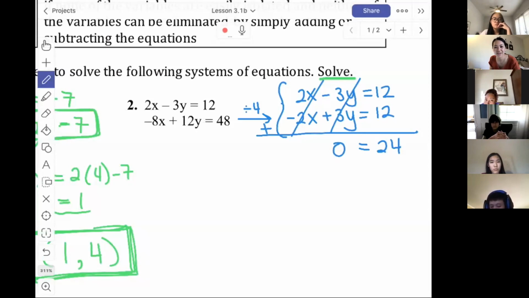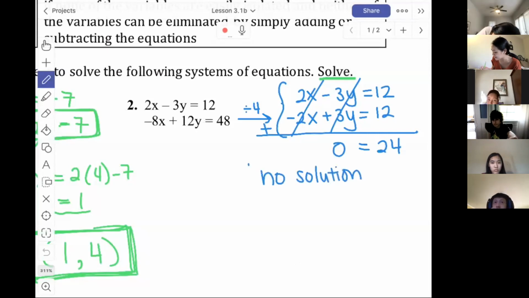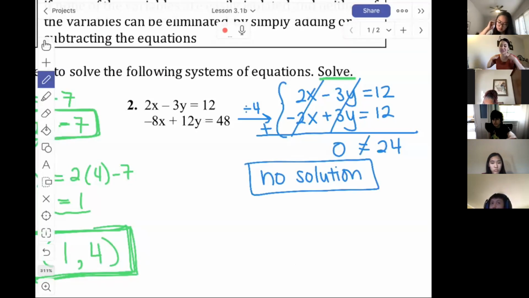Is it no solution? That's just a guess. I don't know. That could be... Perfect. Yeah, you got it. It is no solution. Good job, Heidi. So this will never be true that 0 is equal to 24. So because that's not true, this is going to be no solution. That's it. Good job.